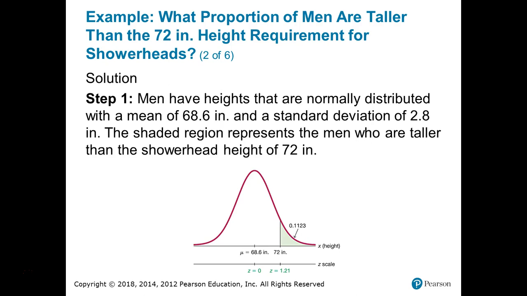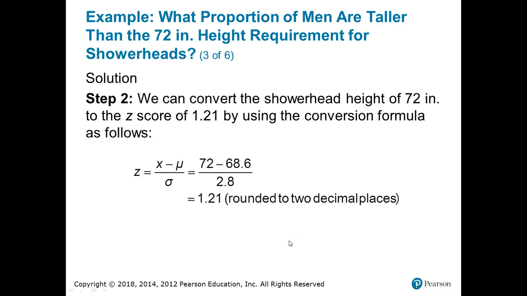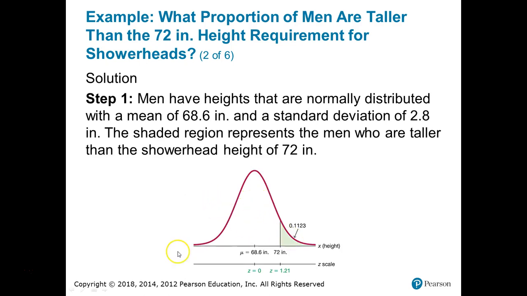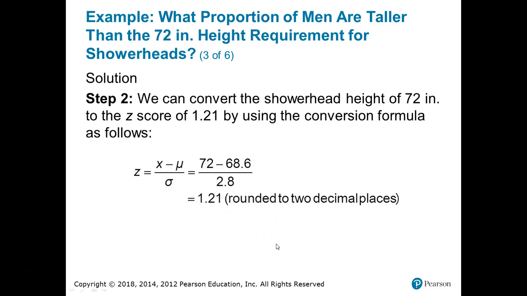So step one, we're going to draw it out. So we have our normal curve, we have our mean value of 68.6, and the critical x value that we are looking at is 72. And we want to know what this shaded region is over here. Well, a way to do that is we would have to find our corresponding z-score. So we know our mean, we know our x value, so we plug it into this formula with our standard deviation. Boom, we get a z-score of 1.21.